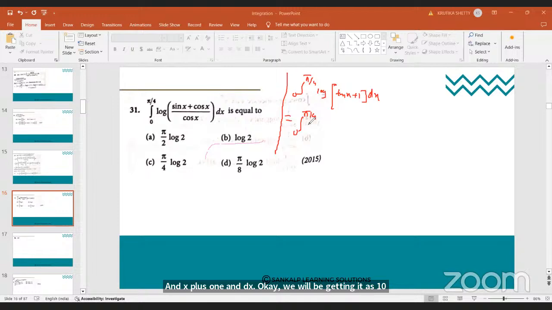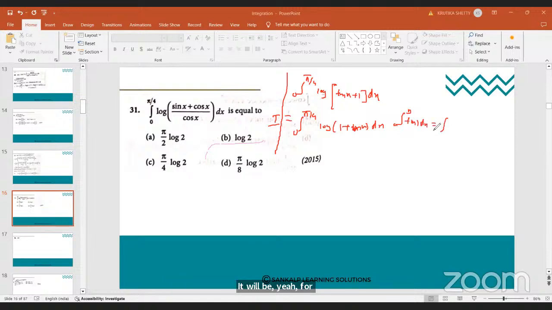So 0 to pi by 4. I'll consider this as I. So I will be equal to the integral from 0 to pi by 4 of log of 1 plus tan x dx. Now we will again make use of the property that the integral from a to b of f of x dx can be written as the integral from a to b of f of a plus b minus x dx.